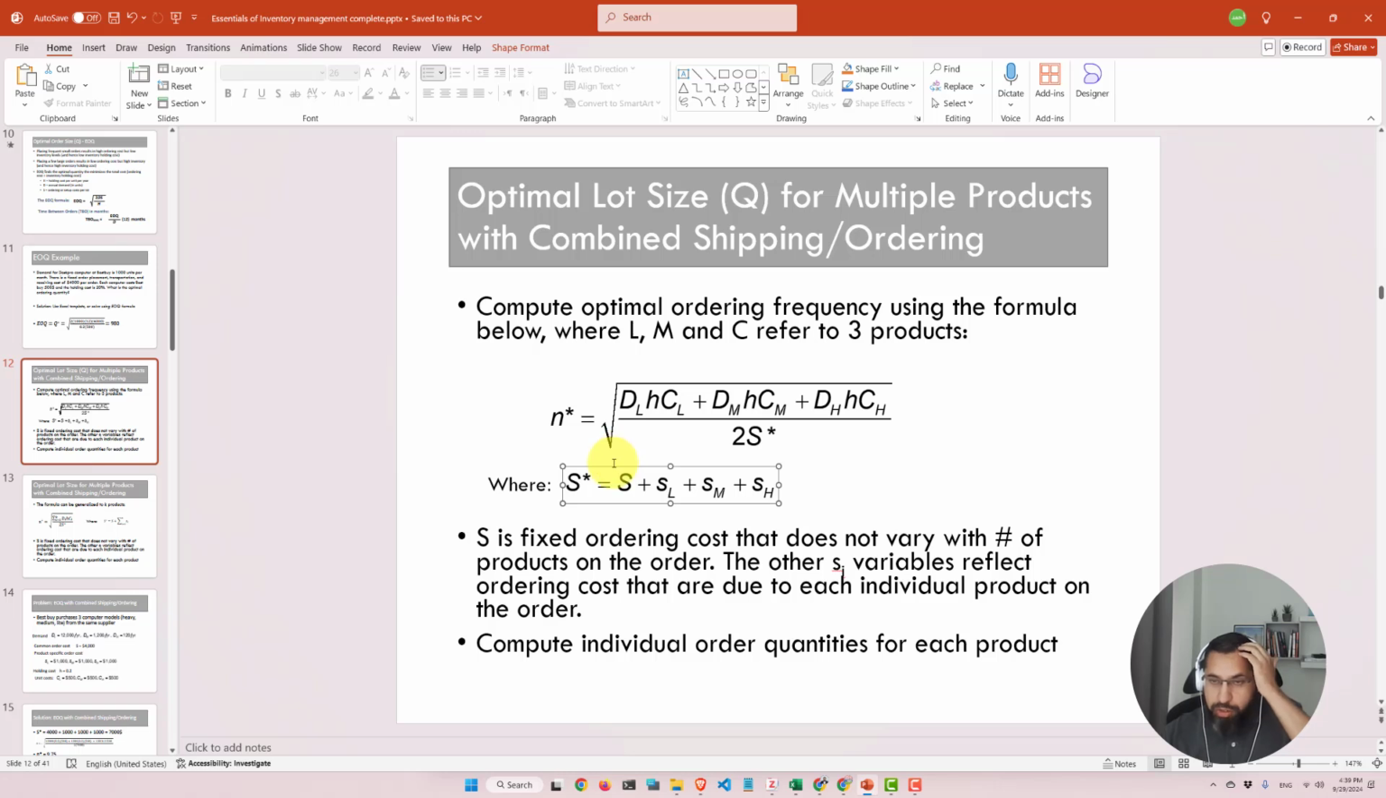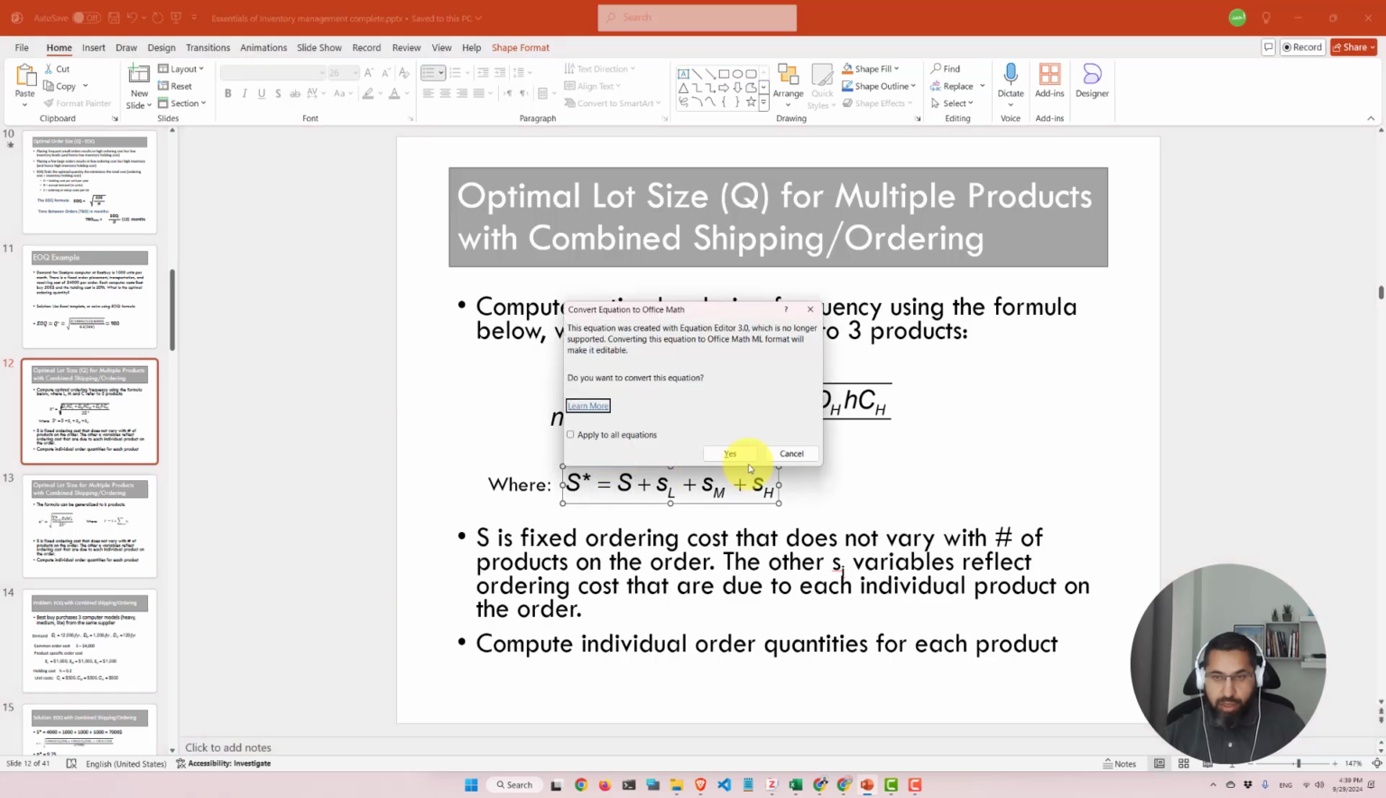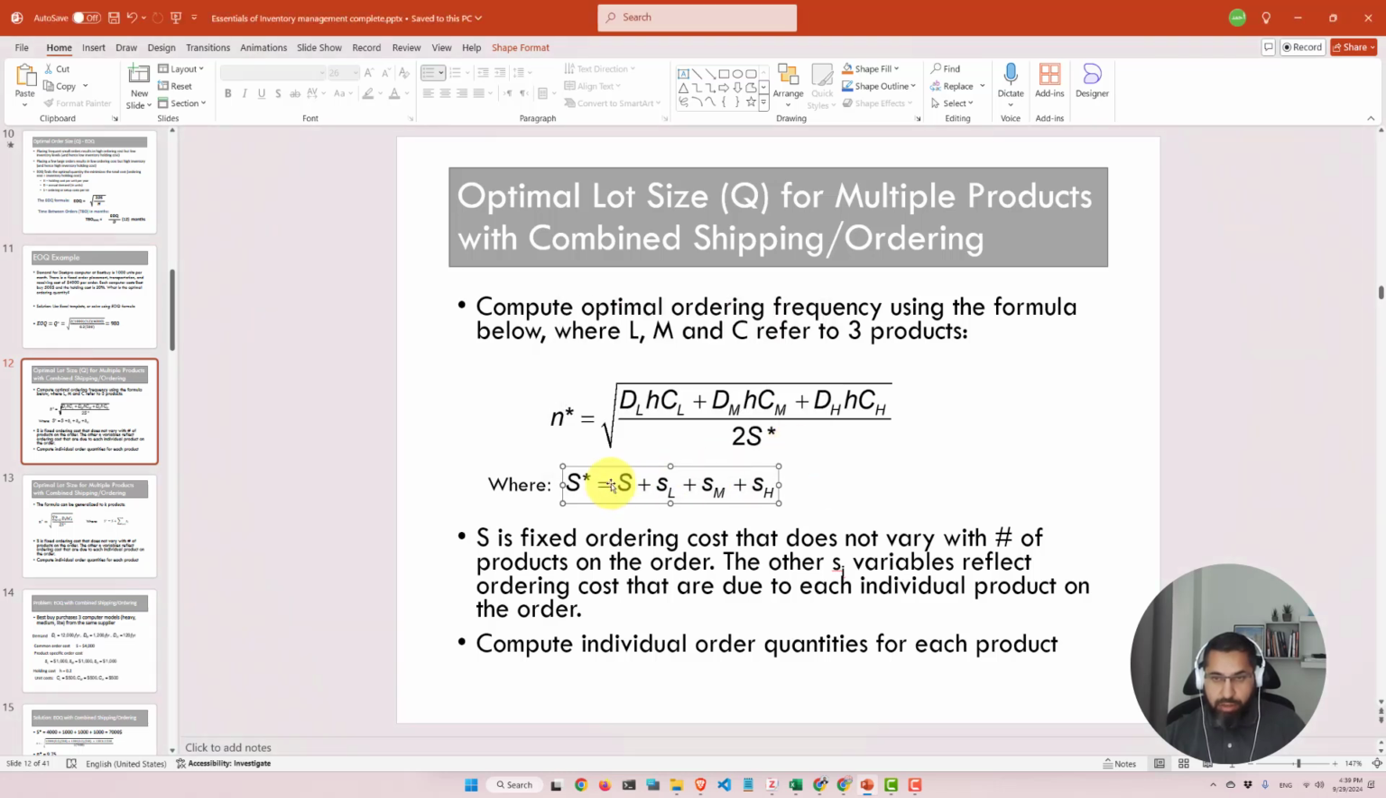So you split your fixed cost into two components. One is product specific. That'll be SL plus SM plus SH, each one term for each product. And then one is not product specific. It just applies to every shipment, which is the capital S here. So S is the fixed ordering cost. It does not vary with the number of products. That's this S right here. And the other Si variables reflect ordering costs that are due to each individual product.